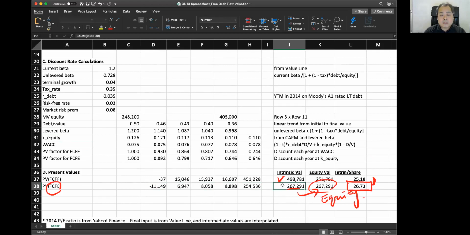Many people actually use the first way. But either way is fine. You can use the free cash flow for the firm or free cash flow to equity holders, get intrinsic values. And if you use the free cash flow for the firm, then you have to subtract the long-term debt amount. Eventually, you can get the equity values divided by number of shares outstanding. Then you can get the answer, the per share price.